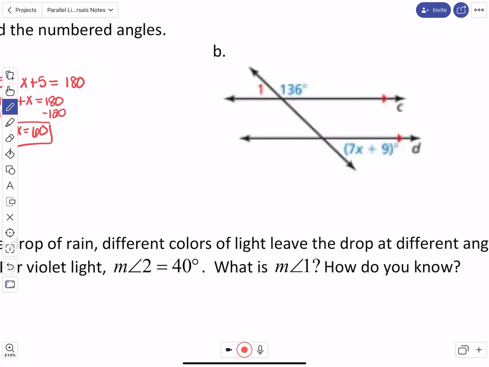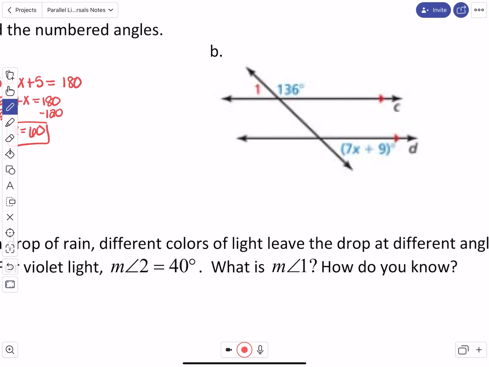Okay, let's do B. It wanted me to find angle 1. Since this is on a straight line here, I know that straight lines add up to be 180. So to get angle 1, I would do 180 minus 136. So that's going to be 44 degrees. Okay. All right. So now, if I know angle 1 is 44 degrees, I know this is 44 degrees.